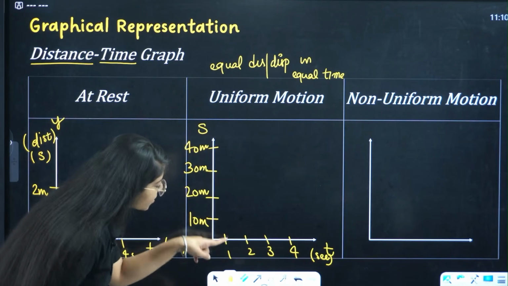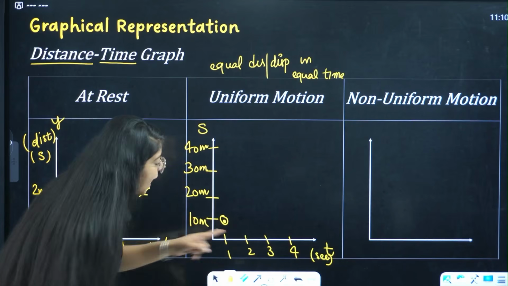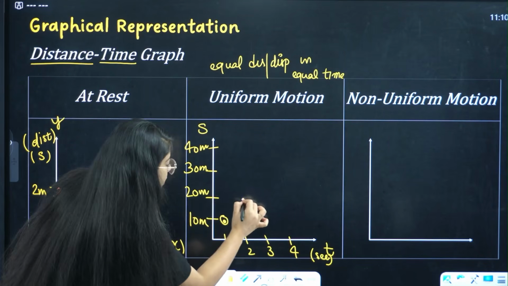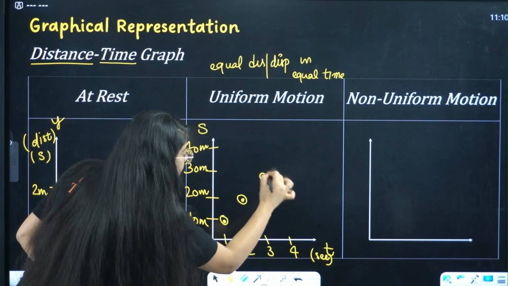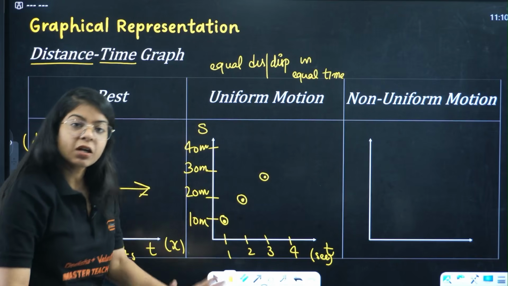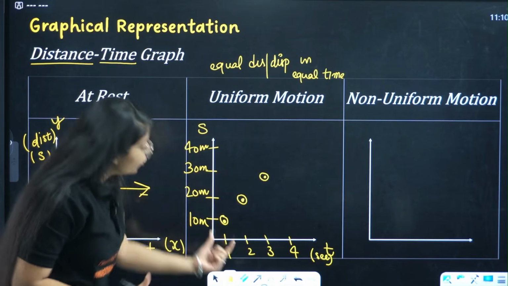Now in the first second you went to 10 meters, so this is where you are. In the second second you went to 20 meters, this is where you are. In the third second you went to 30 meters. So see, the difference is just 10 meters. The difference is not increasing, but you are increasing.